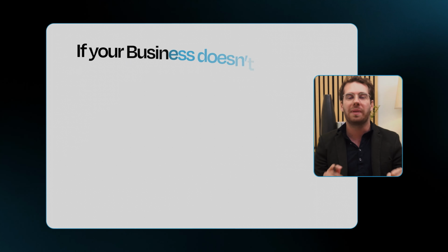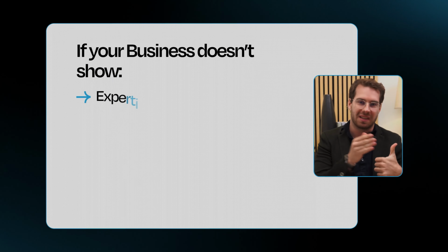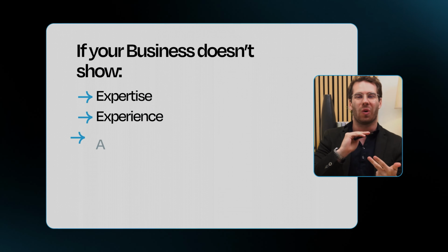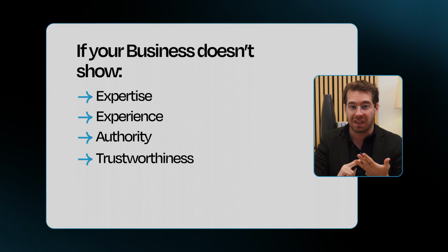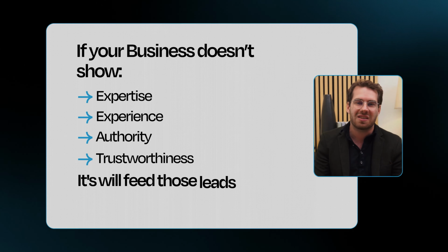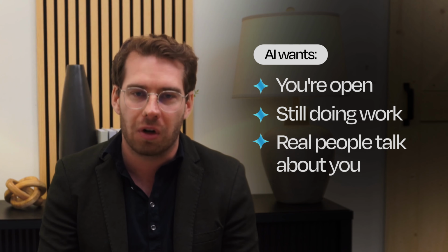But even with perfect structure, there's one more filter: trust. If your business doesn't show expertise, experience, authority, and trustworthiness, it's gonna feed those leads to your competition. This is the concept of EEAT, a set of criteria that Google uses to evaluate the credibility of websites. AI wants the same evidence that you're open, still doing work, and that real people talk about you.